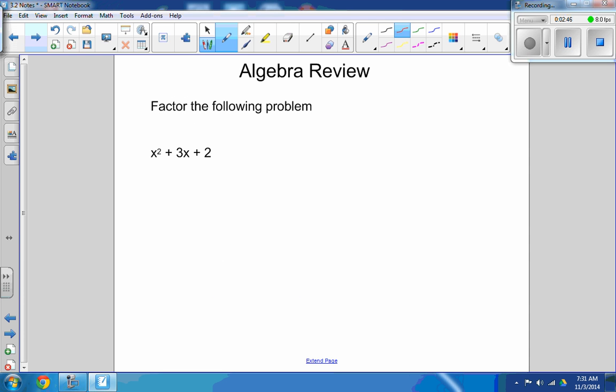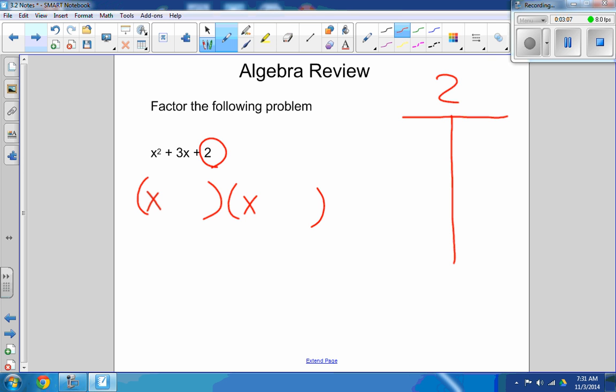So let's do a little bit of algebra review here. So we're going to factor this problem. What I mean by factor is we're going to end up with the equation looking something like this. So we're going to figure out how we can get it to look like that. We're going to take this number 2, and we're going to come up with all the possible factors of 2.